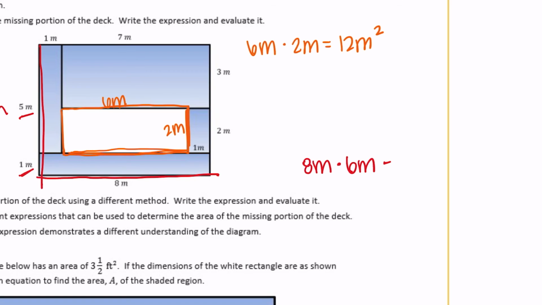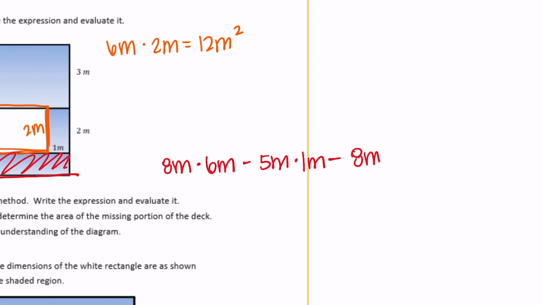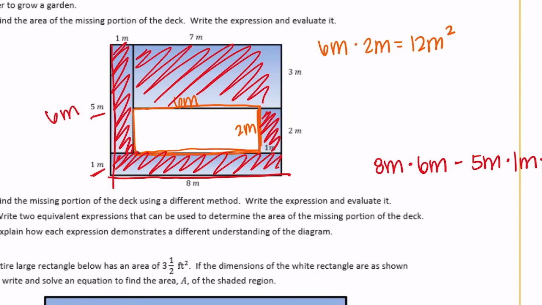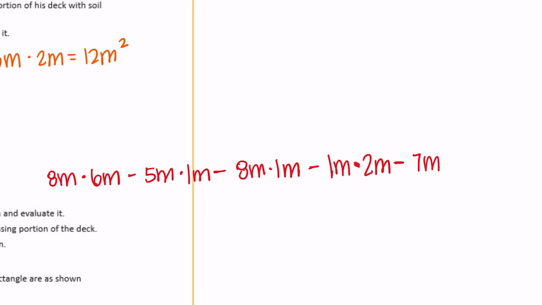And then from there, we're going to subtract the other pieces that we don't want. So we don't want this rectangle, and that is 5 meters by 1 meter. And we also don't want this rectangle, which is 1 meter by 8 meters. And we also don't want this rectangle, which is 1 meter by 2 meters. And then we also don't want this bigger rectangle, which is 7 meters by 3 meters. So it's a long expression. So let's calculate what all of that is.